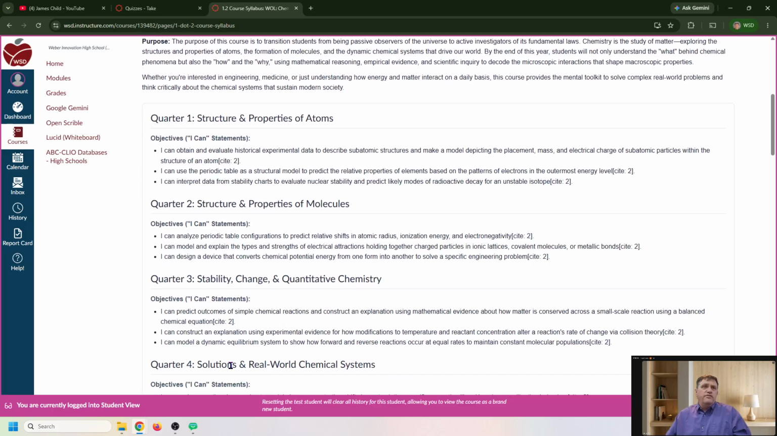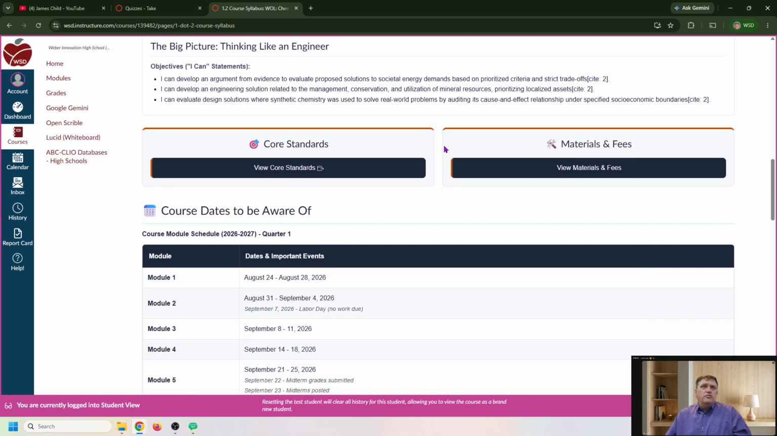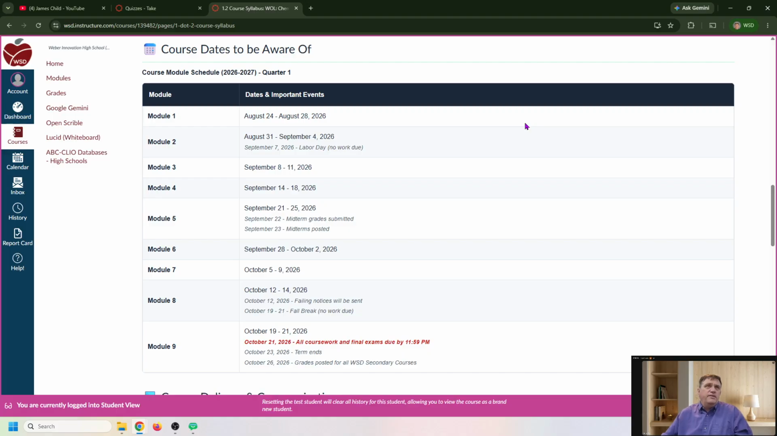This is our structure for all 4 terms. If you click here, this will take you to the USBE strands and standards for this class. And then this will take you to a page that you can then go and get to the district website. Okay, I'll show you that page here in a minute.